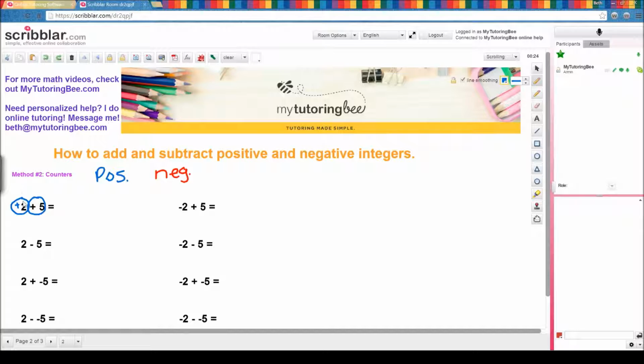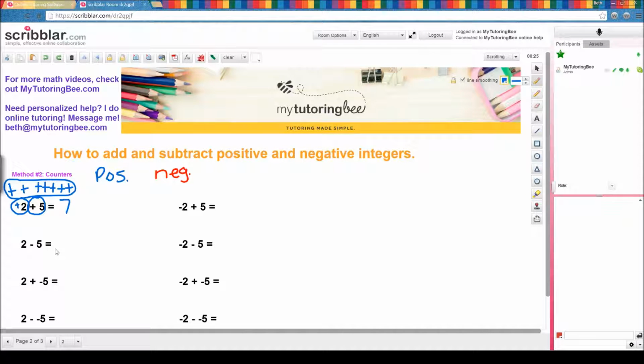So now let me put my counters up here. I'm just going to write 2 plus signs above the 2, and then I'm going to write another 5 plus signs above the 5 to represent a positive 2 and a positive 5 being combined together. So now you can see I've got all of these positives up here at the top. If I count all of those up all together, then there are 7 of them. So that gives me a positive 7 for my answer.